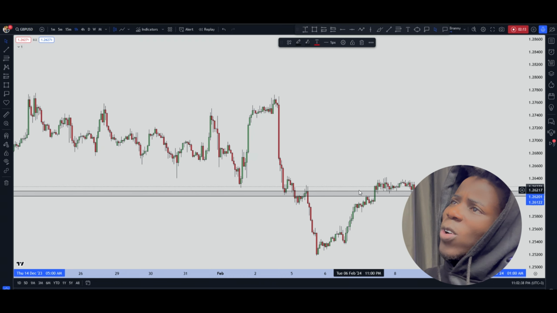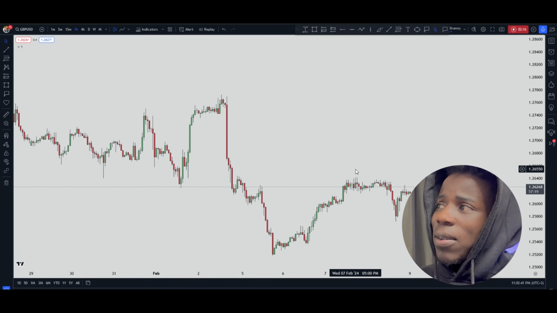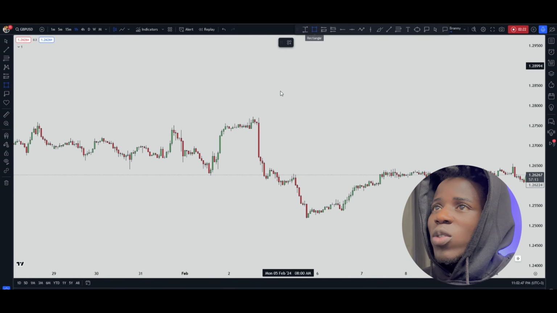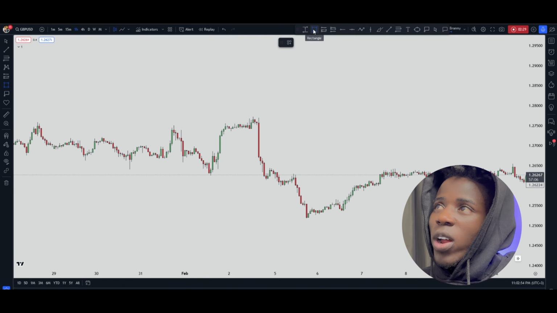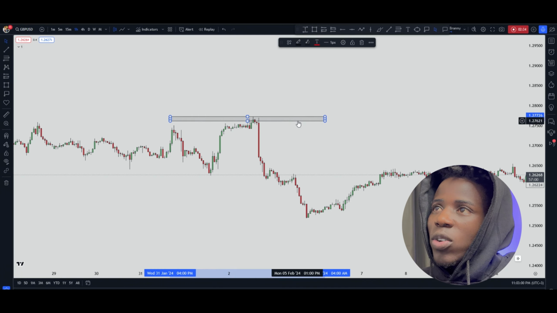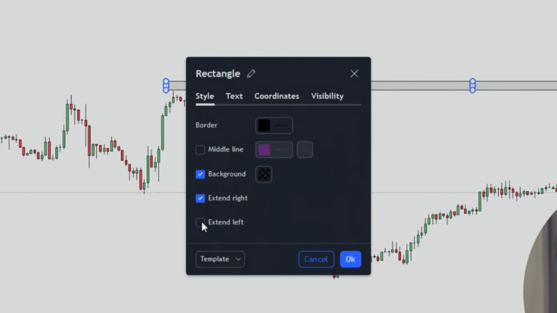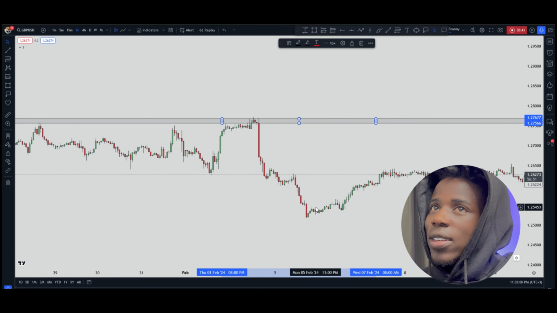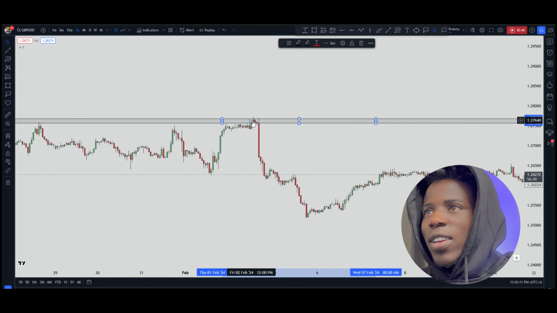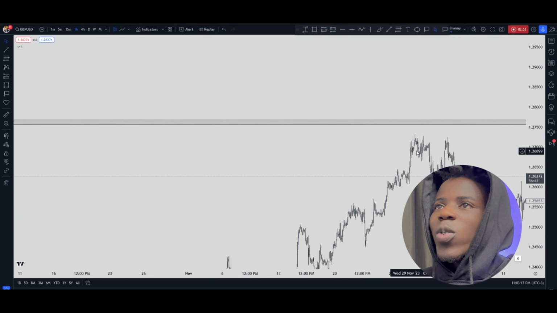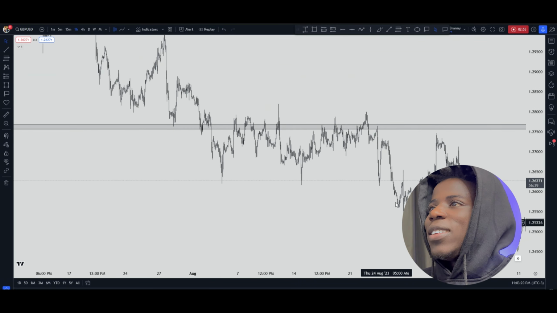Most of the time, if you're having difficulties and you don't really know how to draw zones, I would advise you to use the box, the rectangle tool, and make sure you draw it on a point like this. Let me show you. Then go to settings, and extend to the right and extend to the left. You see that? From a certain point like this, you will see that it is being respected. Even if you go to the history charts, you'll find it is being respected.